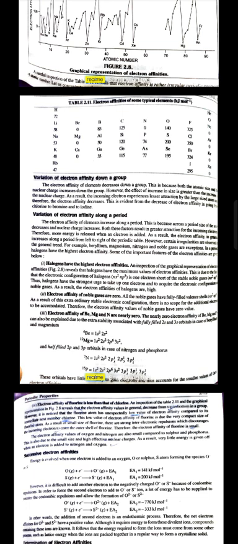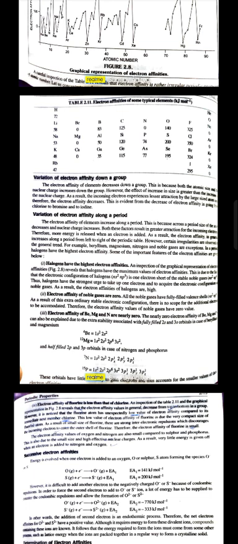This is because both the atomic size and nuclear charge increase down the group. However, the effect of the increase in size is greater than the increase in nuclear charge. As a result, the incoming electron experiences less attraction by the large-sized atom and therefore the electron affinity decreases. This is evident from the decrease of electron affinity in going from chlorine to bromine and to iodine.